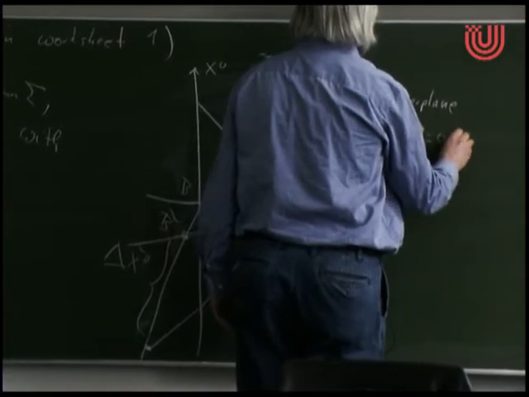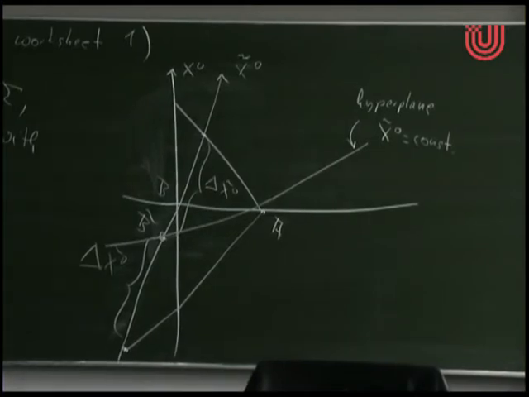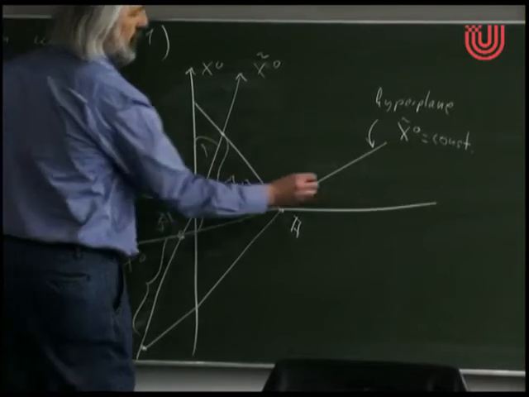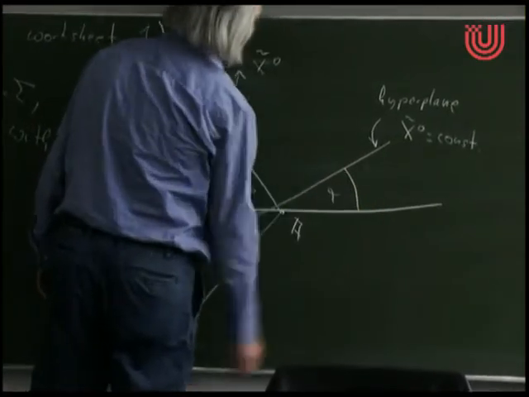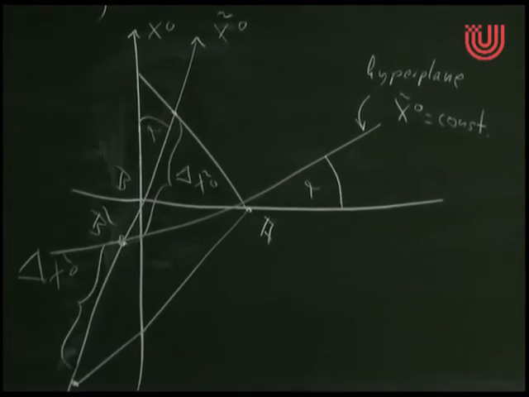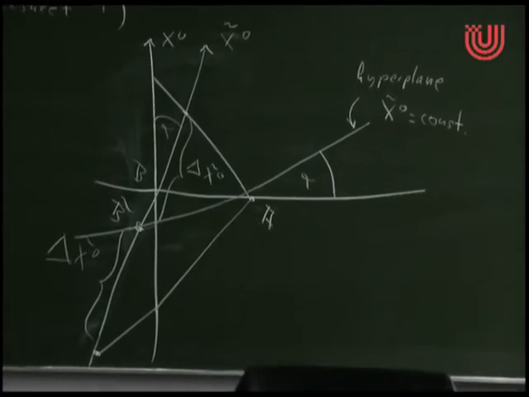x0 twiddle is equal constants. And you see in the picture it's not perpendicular. In the coordinate picture it's not perpendicular. If this is the angle alpha here, this comes up with the same angle alpha. So it's like the two blades of a scissor. Well, one blade is one-dimensional, the other one is three-dimensional. But otherwise it's like the two blades of a scissor.